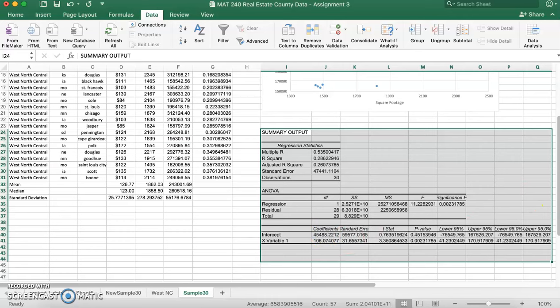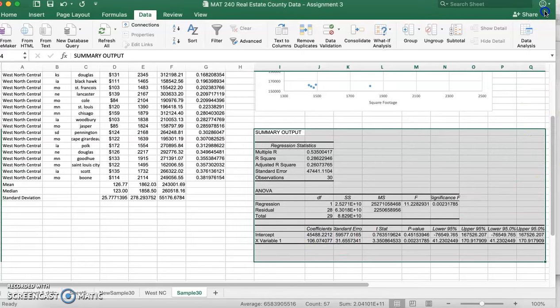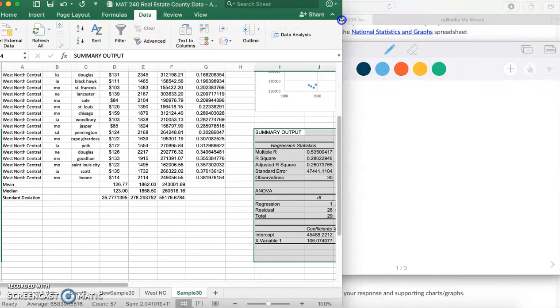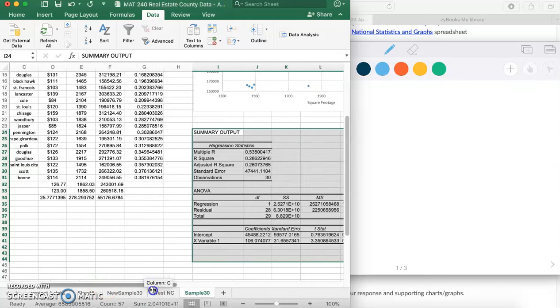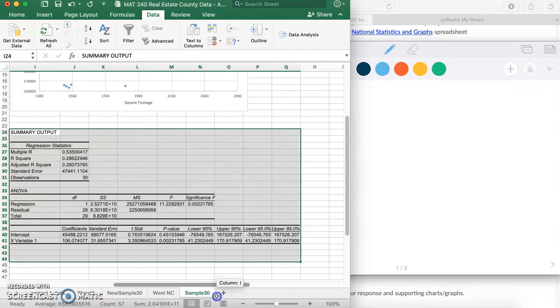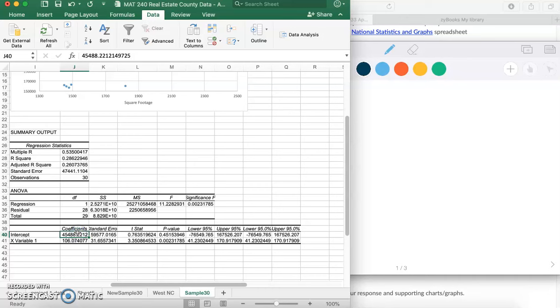All right, so let's see what that means now. So I'm going to make this a little smaller so I can see this with my other screen. Okay, so we have all these results here, and for the first part, we just need to find our regression equation. We need to look right here at our coefficient. So this is our slope, and that's our intercept. It's very nice that it says intercept so that we know which one is which.